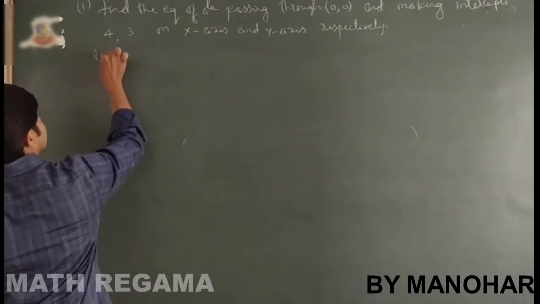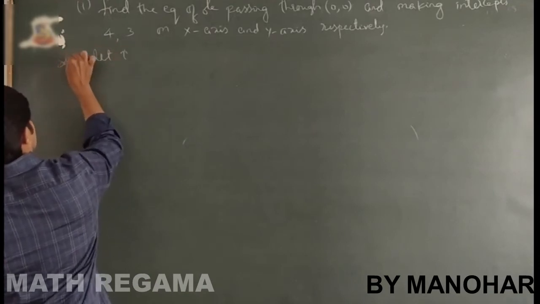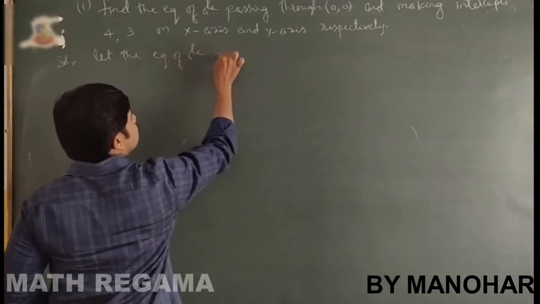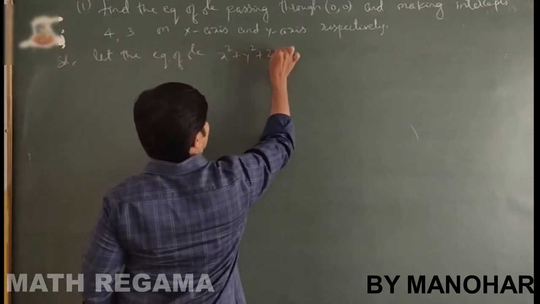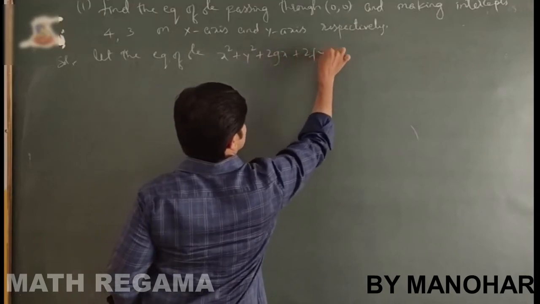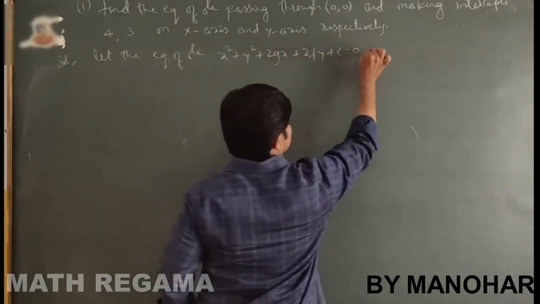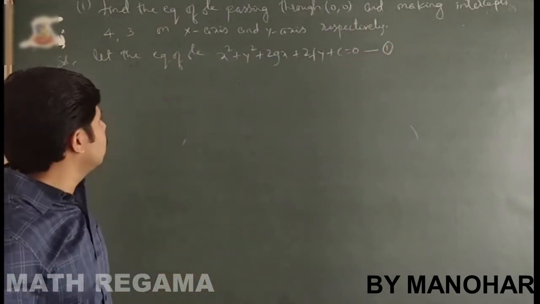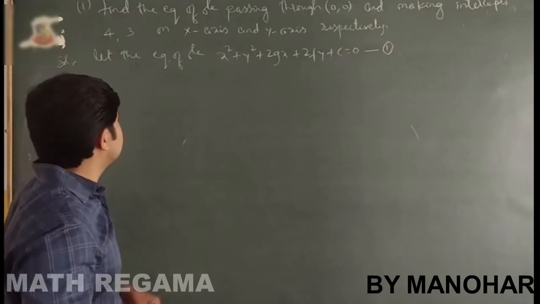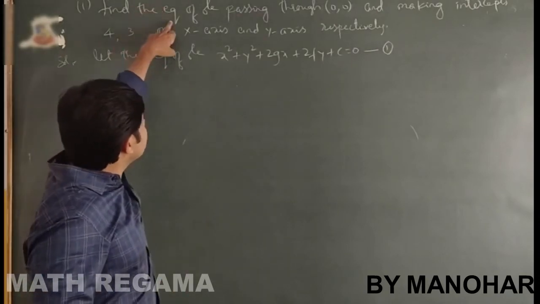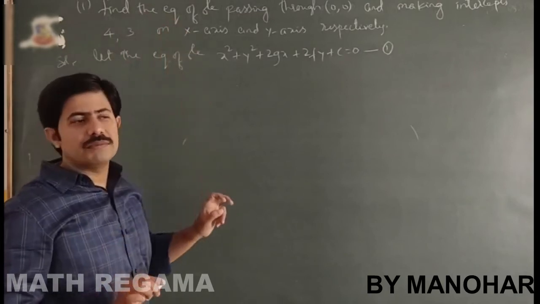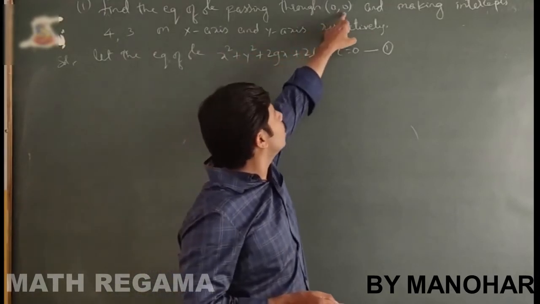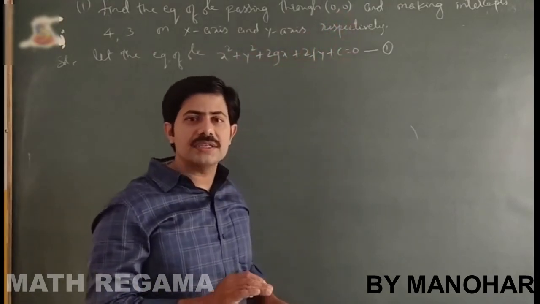So let the equation of circle be assumed as x square plus y square plus 2gx plus 2fy plus c is equal to 0 as equation 1. We are assuming the general equation. Now after assuming the general equation, it is given that the required equation of circle, the equation which we are going to find, is passing through origin. That means circle passes through origin.